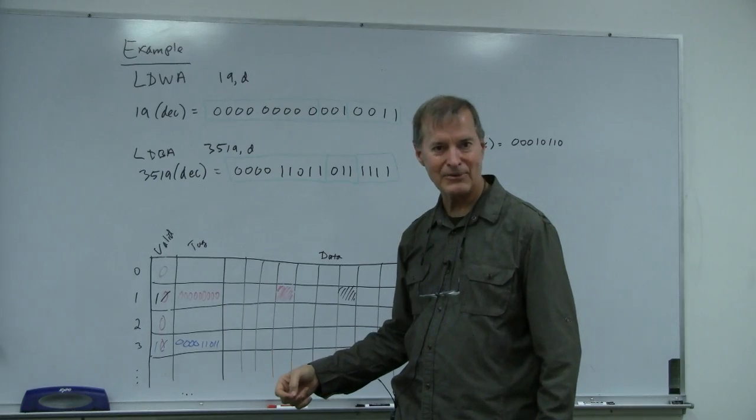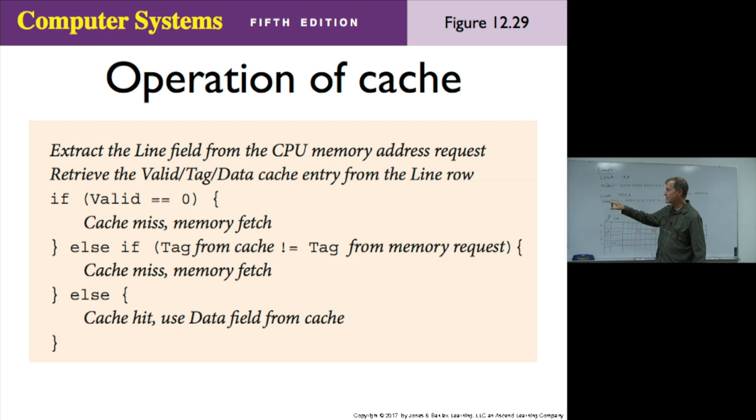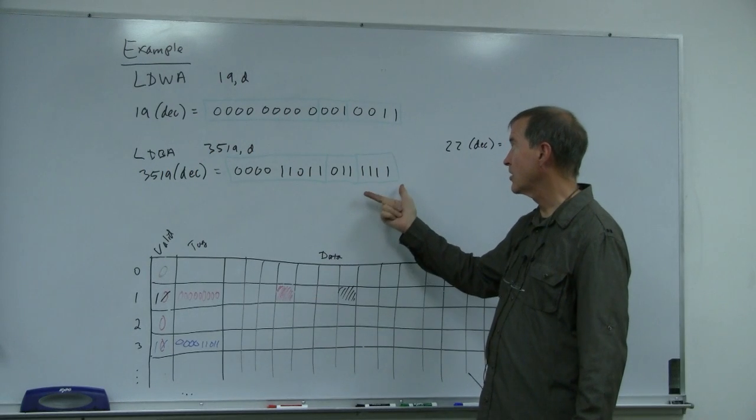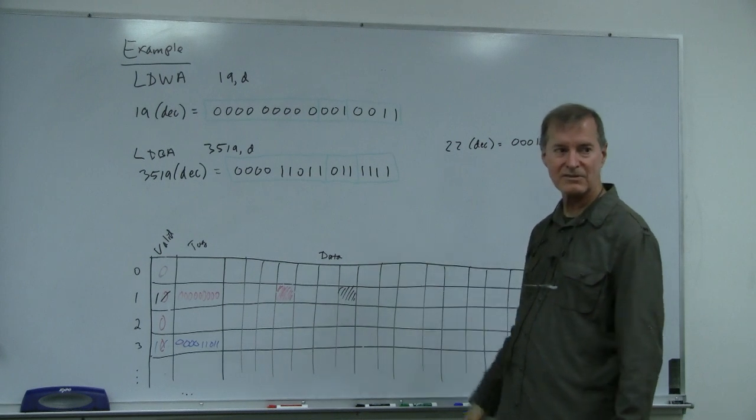Do you see what we're saying there? So else if the tag from the cache is not equal to the tag from the memory request, that's also a cache miss. Now, of course, it doesn't do this sequentially. It does these tests concurrently. It doesn't do this, wait, and then do this. But this is the logic. Else it's a cache hit, and you can use the data field. If it's a hit, you can just take this part and go to that part in the cache, and boom, there it is.